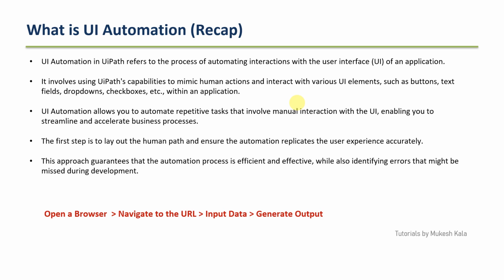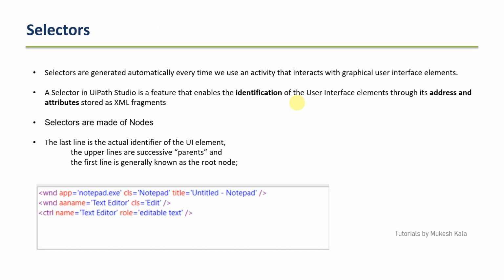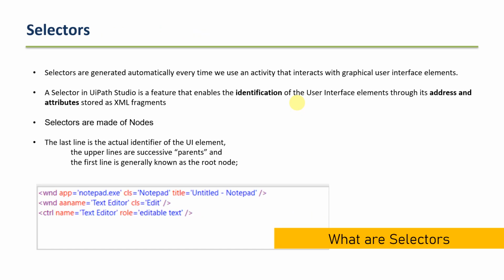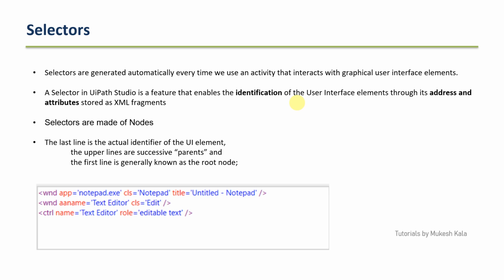Now, whenever I have to do user interface automation, we have multiple different ways to automate. The first way is selectors. Selectors are automatically generated by UiPath Studio every time I interact with a graphical user interface. You can think of a selector as the address of the element. Selectors are made up of nodes. How does it look and how does it auto-generate? Let's see that in Studio.